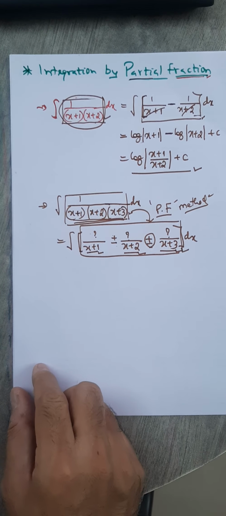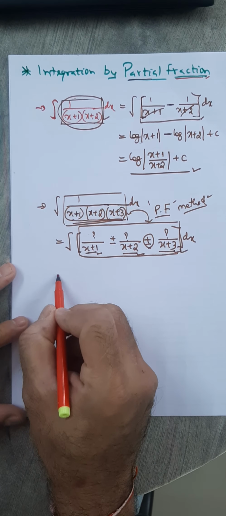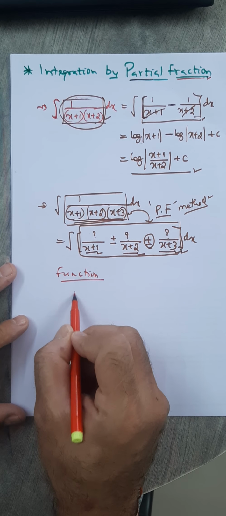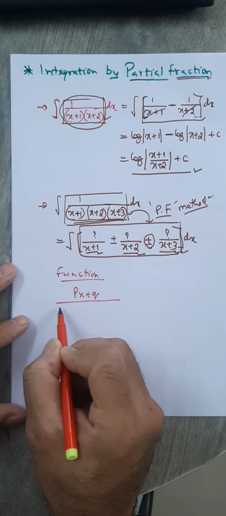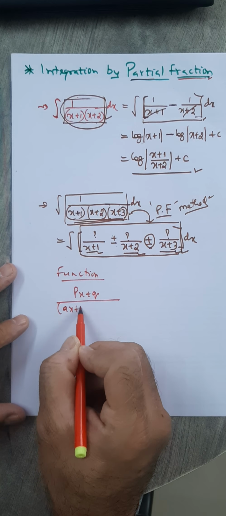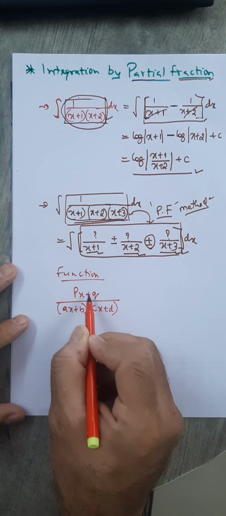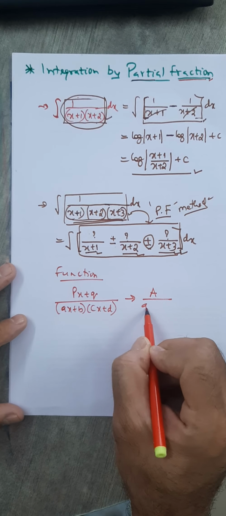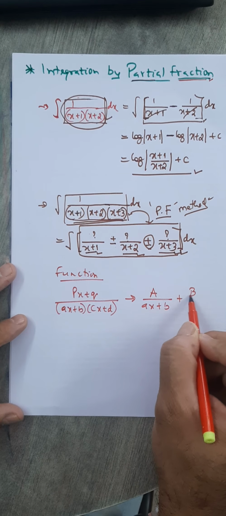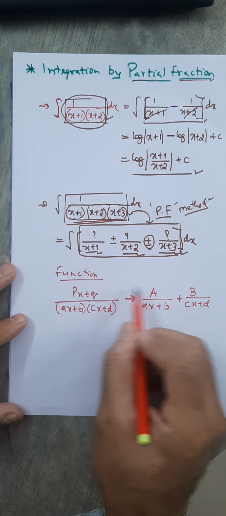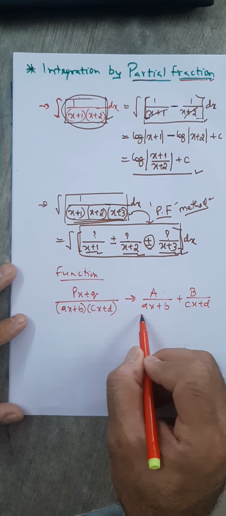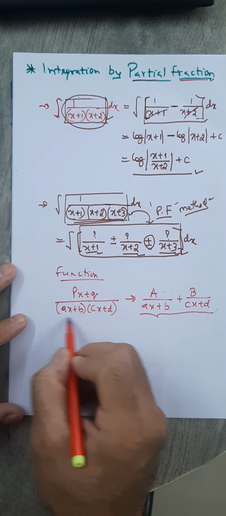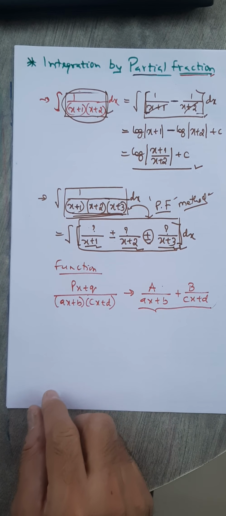Now I'll give you some standard functions. Suppose the function is in this form: a linear factor px plus q upon the product of linear factors, let me write (ax plus b)(cx plus d). What we do is find a constant A upon one linear factor plus another constant B upon the other linear factor. From this expression to this expression, we find A and B in such a way that if you simplify these, you will get exactly this. This is known as the partial fraction method.